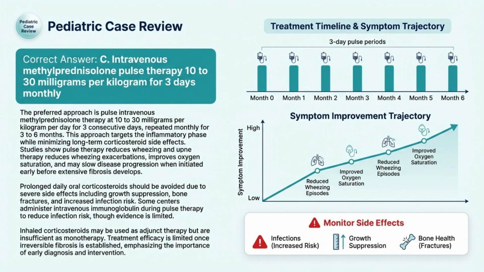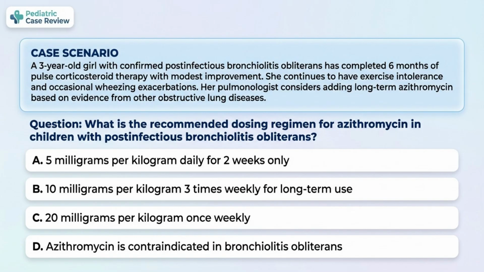The treatment timeline illustrates the use of intravenous methylprednisolone pulse therapy at 10 to 30 mg per kilogram per day for 3 consecutive days, repeated monthly for 3 to 6 months. This approach aggressively targets the inflammatory phase while minimizing the severe side effects associated with prolonged daily oral corticosteroids, such as growth suppression.